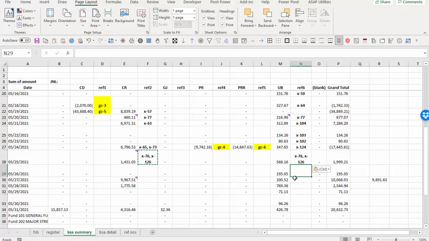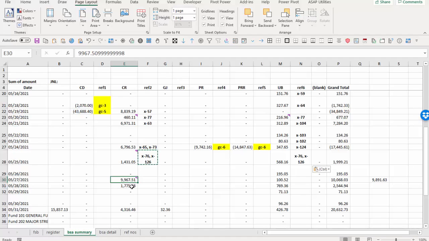So on May 26th, we posted $195.05 in the general ledger. Because of the way our vendor handles online payments, that will actually go into the bank in June, so it'll be in transit on the May reconciliation. And the same with these other online payments for utilities. The way the vendor handles those monies, we won't see them in the bank until June, so they'll all be in transit.